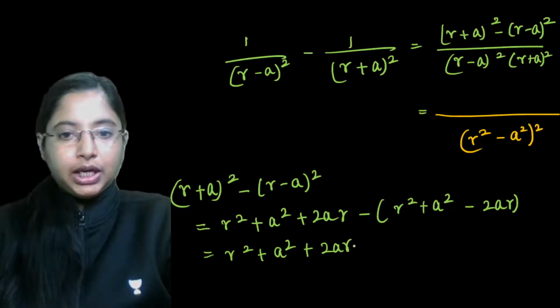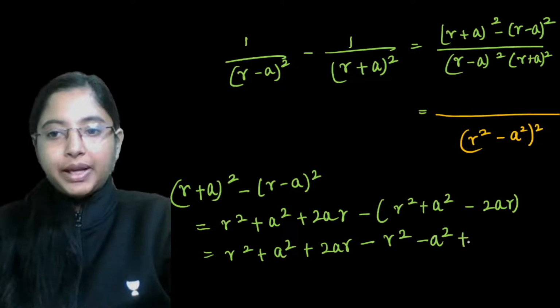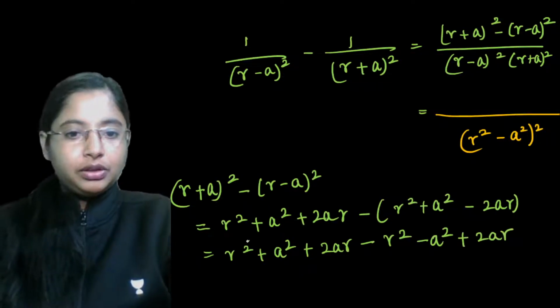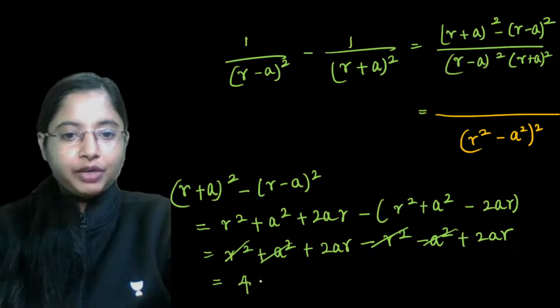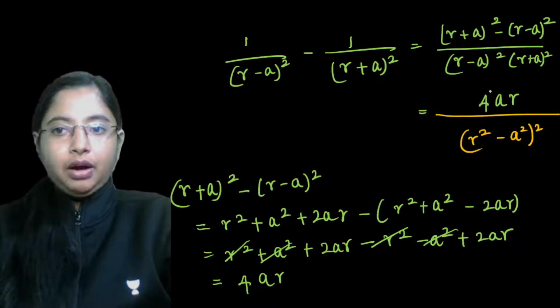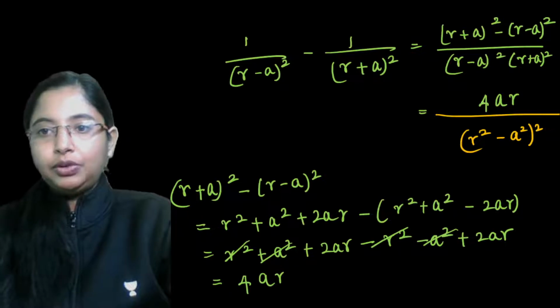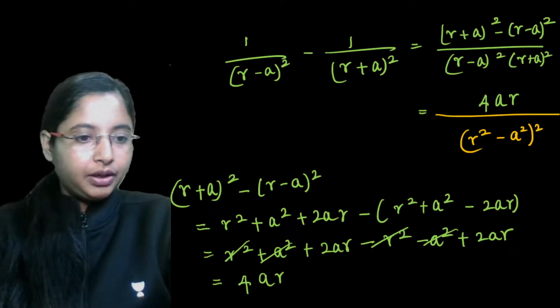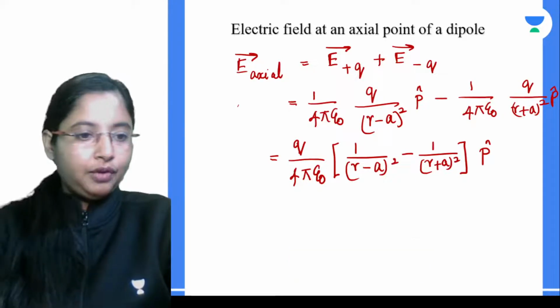Right, so in this case you will end up getting minus R square minus A square plus 2AR. So plus R and minus R gets cancelled, A square and minus A square gets cancelled, these two terms tend to get added up, so we get 4AR. So on the numerator we have 4AR over here. Finally we have reduced this particular term to 4AR.